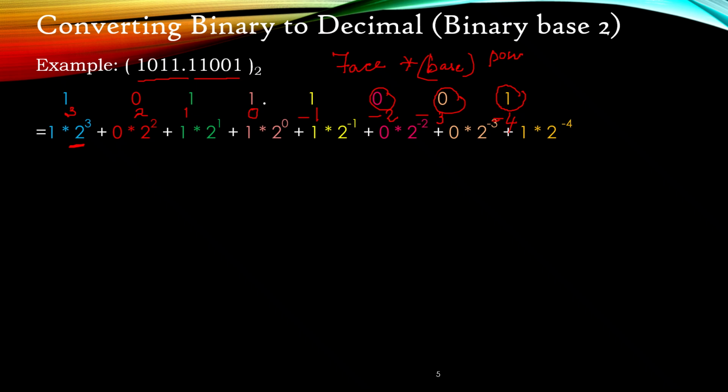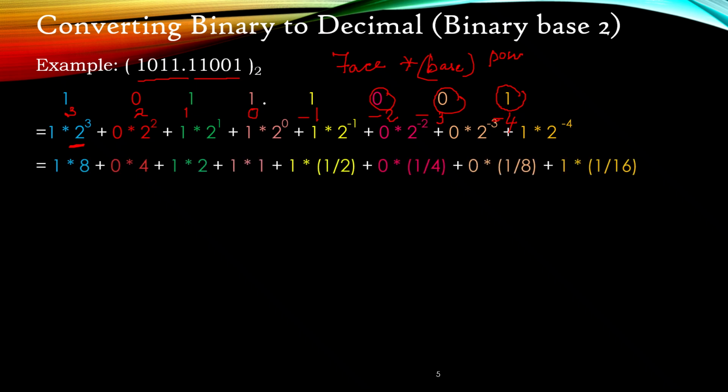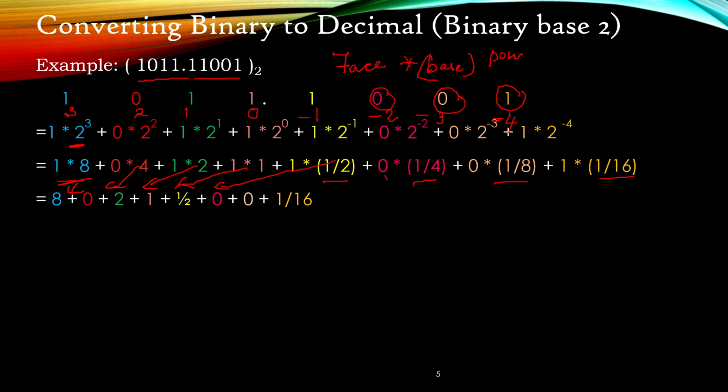So now by reducing the calculation, I'll be getting 1 into 8, 0 into 4, 1 into 2, 1 into 1, and after the decimal point, 1 into 2 power minus 1 can also be written as 1 by 2, and 2 power minus 2 is 1 by 4, and 2 power minus 3 is 1 by 8, and 2 power minus 4 is 1 by 16. Again, reducing the calculation, 1 into 8 is 8, here 0, and here 2, 1 into 1, 1. Then this one will be coming as half. As it is multiplied by 0, both the values will be remaining as 0, and it is 1 by 16, right?